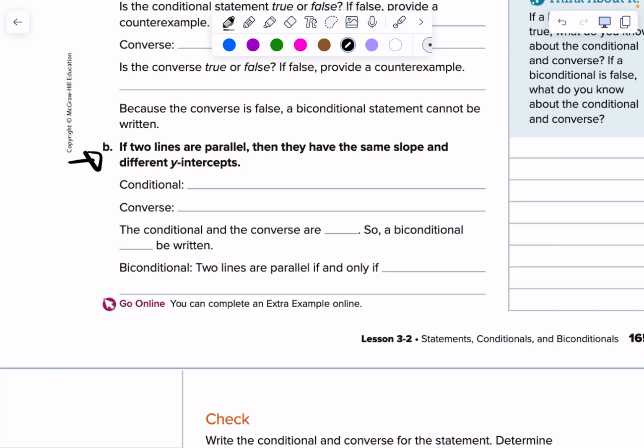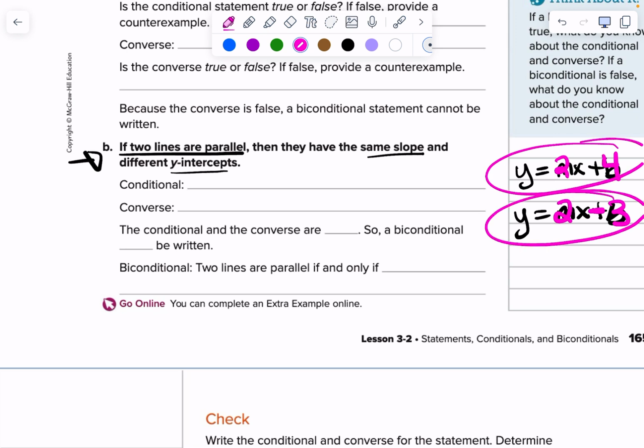Here's how this works. Okay, let's go to part B, and then we'll bump back up to part A, all right? Part B says, if two lines are parallel, then they have the same slope and different y-intercepts. Okay, let's talk about two parallel lines. You remember y equals mx plus b, right? They're saying they have the same slope. So let's say they both have a slope of 2 and their y-intercepts are different. So this one has a y-intercept of 4 and this one has a y-intercept of -3.